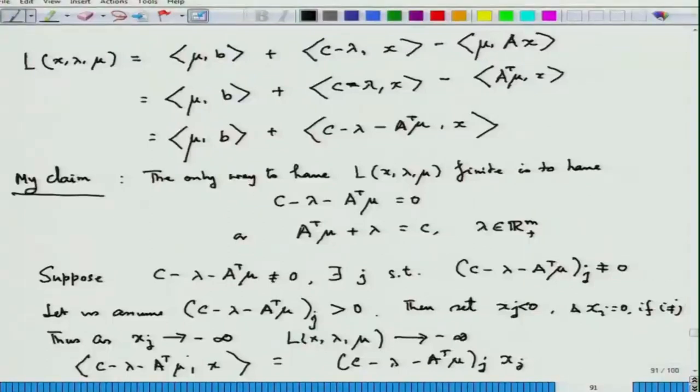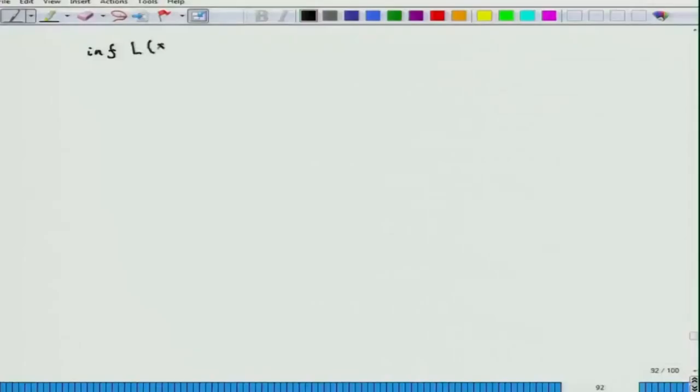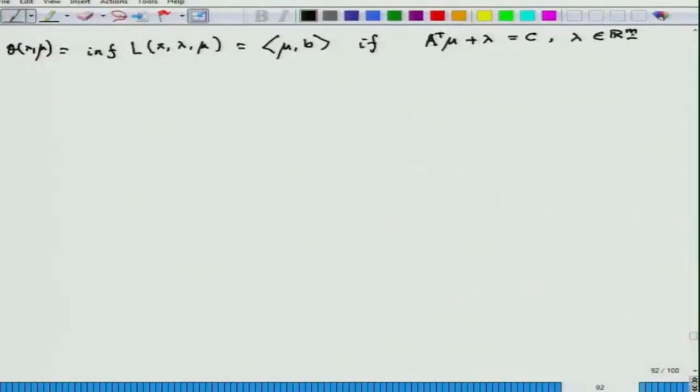So, the infimum of L(x, lambda, mu), which is theta(lambda, mu), is equal to mu b if A transpose mu plus lambda is equal to c and lambda is in R m plus, assuming that A is an m cross n matrix.